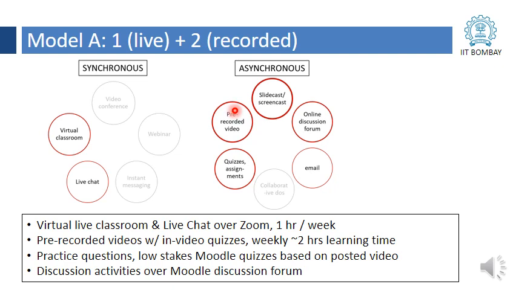This consists of pre-recorded videos with in-video quizzes corresponding to 2 hours of learning time per week. Learning time is the time it takes a student to go through the content, do the quizzes, and assimilate the material. The videos could be talking head videos of the instructor or slidecast or screencast. The videos are followed by practice questions, low-stakes Moodle quizzes based on the video preceding it. The course also relies on discussion forums, discussion activities over a Moodle forum.